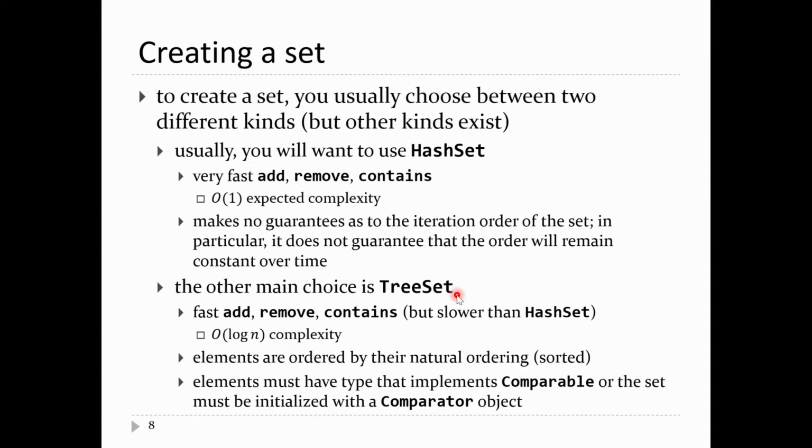Your other common choice is tree set. So tree set also has fast add, remove, and contains, but it's slower than hash set, with O(log n) complexity. Why is it slower? Because it has to keep everything in sorted order. So when you remove something, it has to remove the element and then make sure everything is still sorted after it does the removal. Similarly, when it adds something to the set, when it inserts it into the set, it has to make sure that it's inserted in the proper place.